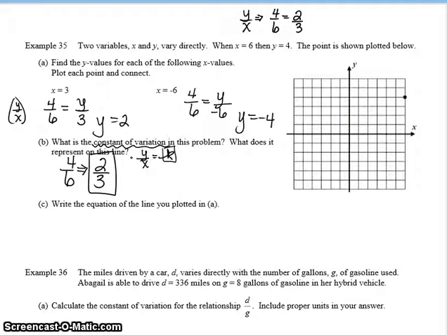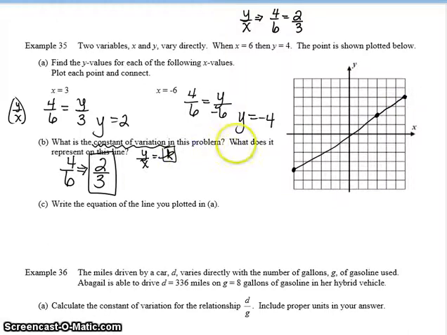Plot each point. I'm sorry, I didn't go up to part A. So you have to plot the points here. You have x is 6, y is 4. So you plot 6, 4, and that's already on the graph. I could plot the point 3, 2. When x is 3, y was 2, it's a coordinate. And then when x was negative 6, it went down to negative 4. So here's that graph.